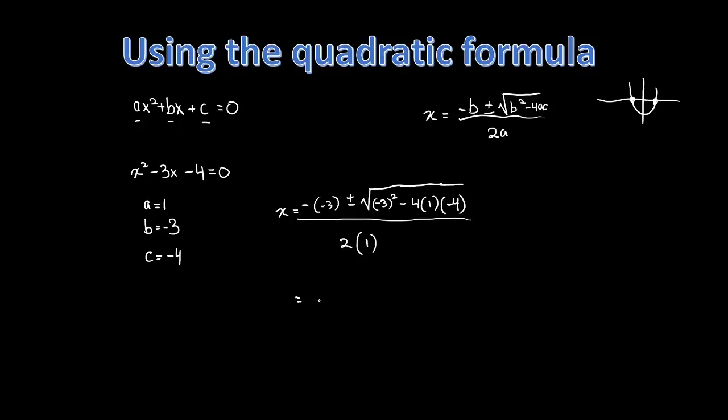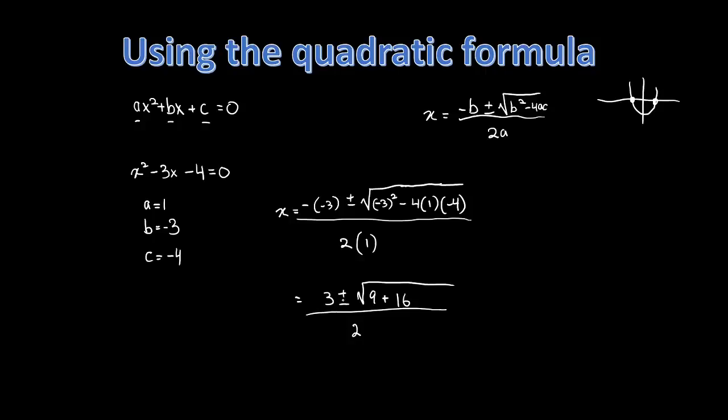It's going to be equal to negative times negative is going to be a positive 3 plus or minus the square root of 9. So minus 3 times minus 3 is 9, minus negative 4 times negative 4 times 1 is going to be a positive 16. This is all over 2 times 1, which is 2.